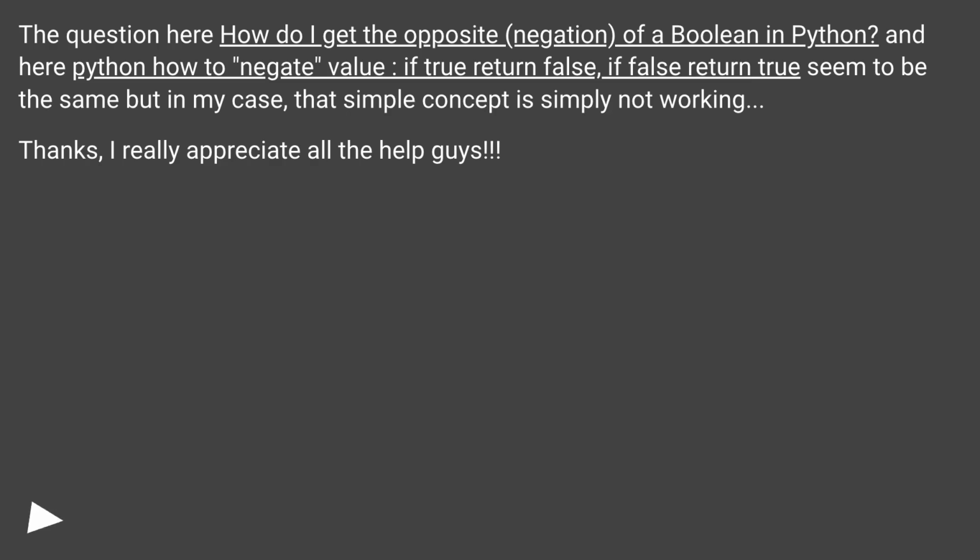The question here, how do I get the opposite, negation, of a Boolean in Python? And here, Python, how to negate value. If true, return false. If false, return true seem to be the same, but in my case, that simple concept is simply not working. Thanks, I really appreciate all the help, guys.